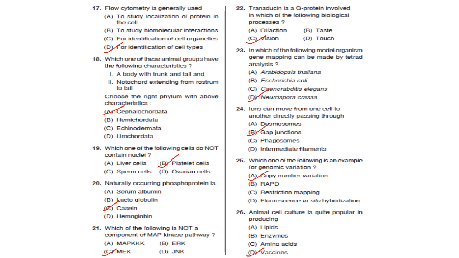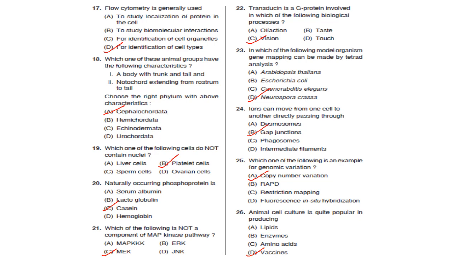The naturally occurring phosphoprotein is. So phosphoproteins are conjugate proteins and they are post-translationally modified by the attachment of phosphate groups, and naturally occurring phosphoproteins are milk protein casein and ovovitellin of egg yolk. So the answer here is option C, that is casein.